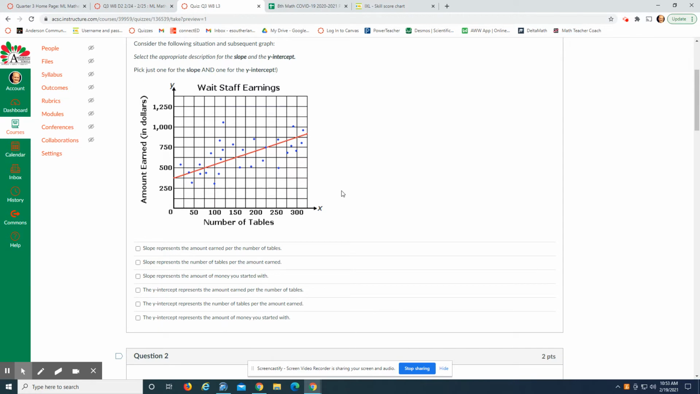So when we think of the y-intercept, it's right here. It's always on the y-axis. That's our starting place. So the y-intercept is always going to mean where you start. The y-intercept represents the amount of money you started with. Your slope is going to be the change in y over the change in x.